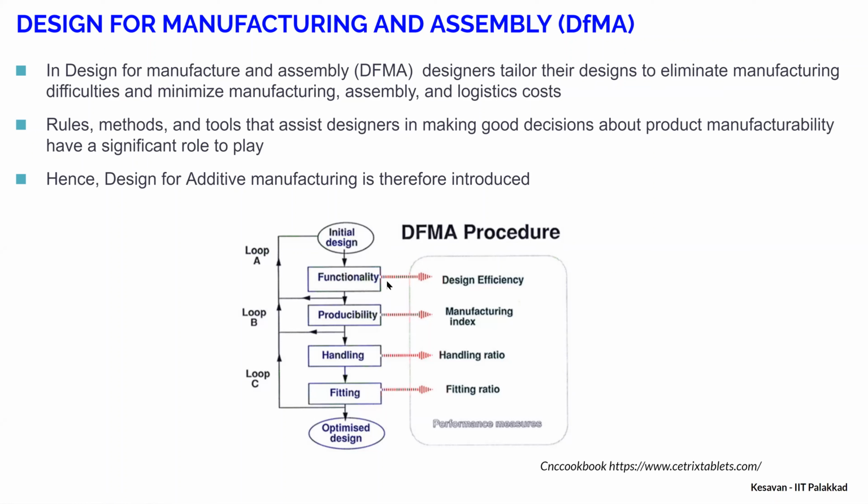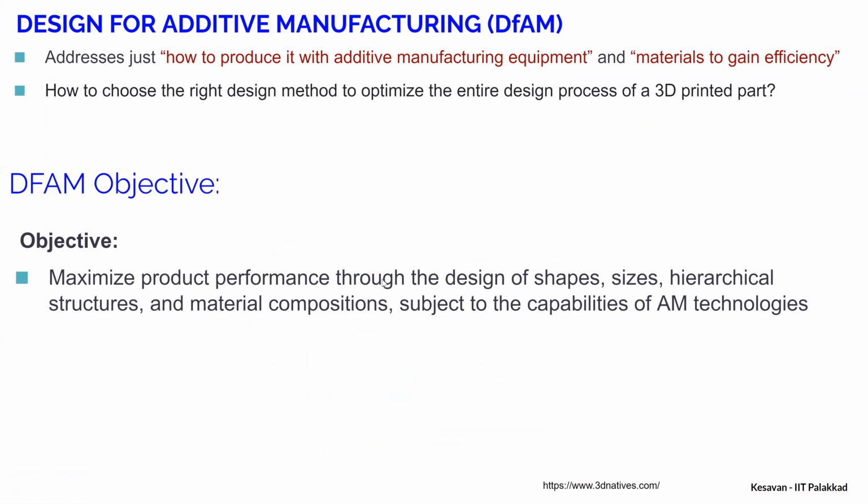So anything that we change here, in design for manufacturing, I need to make sure that my functionality or functional requirement is not affected. Right. So what is design for additive manufacturing? It is about how to produce it with additive manufacturing equipment and materials to gain efficiency. This is what we need to remember for design for additive manufacturing.